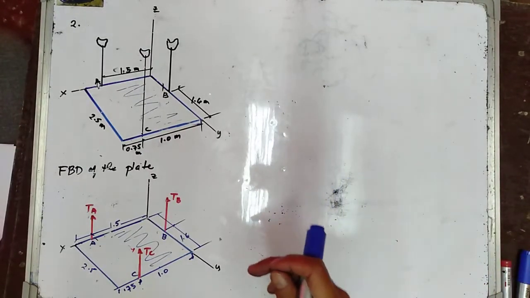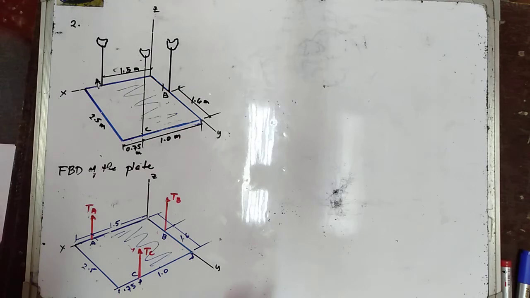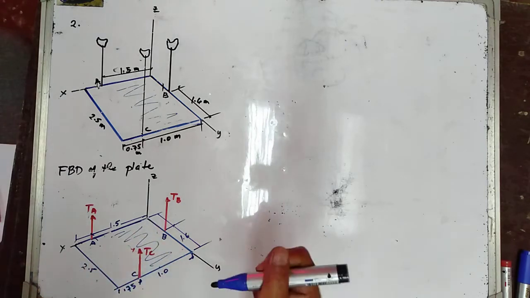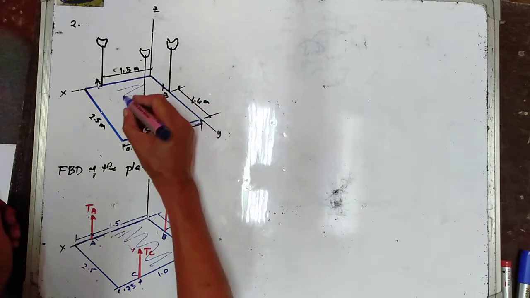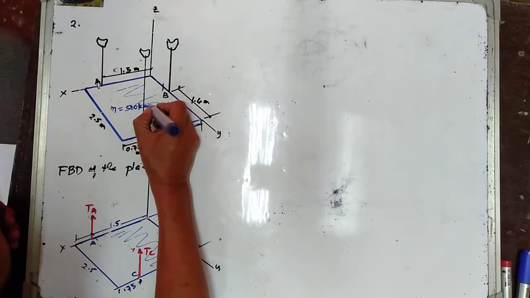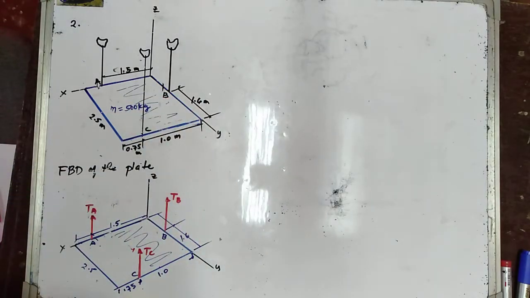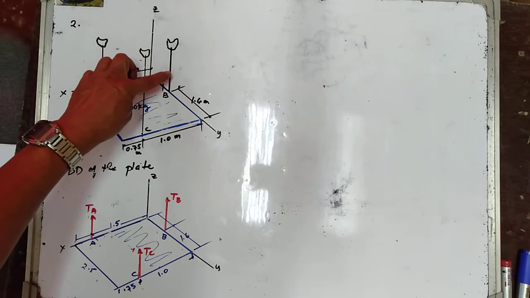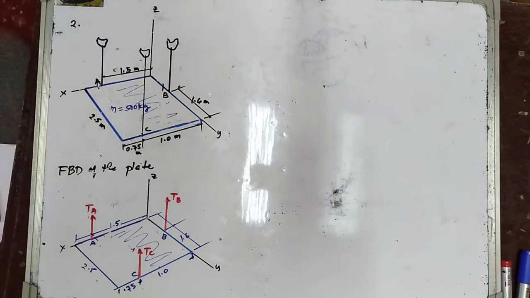Okay, next is problem number 2. Now, we have a rectangular plate of uniform thickness shown has a mass of 500 kilograms. So, the mass of the plate is equal to 500 kilograms. Determine the tensions in the 3 cables supporting the plate. So, we have cable A, cable B, and cable C.